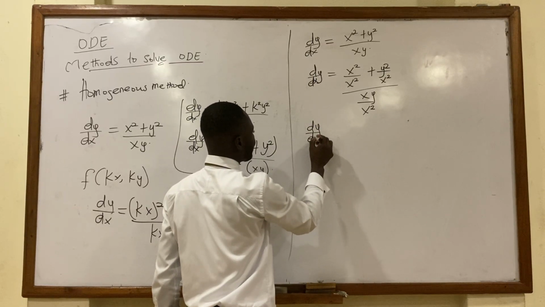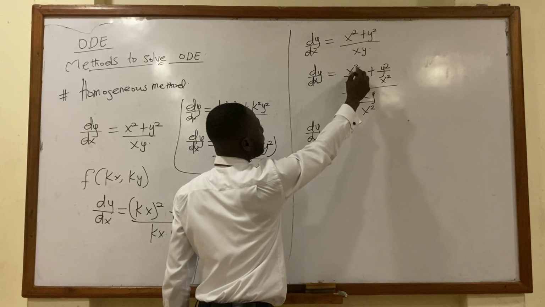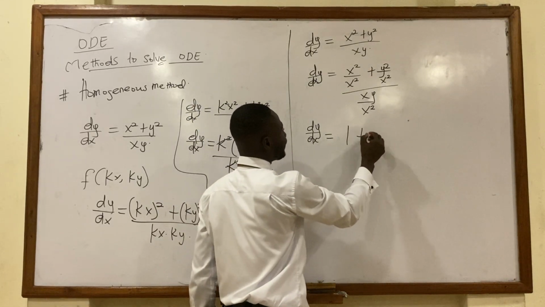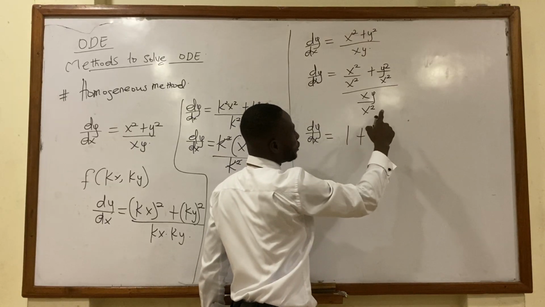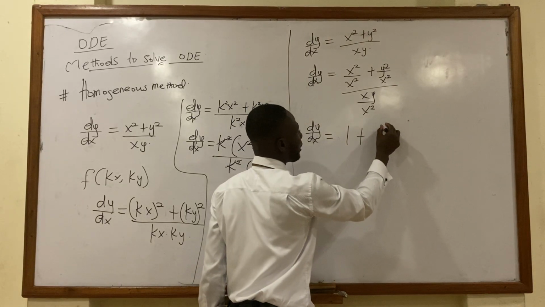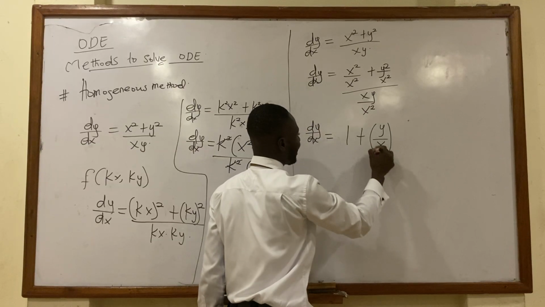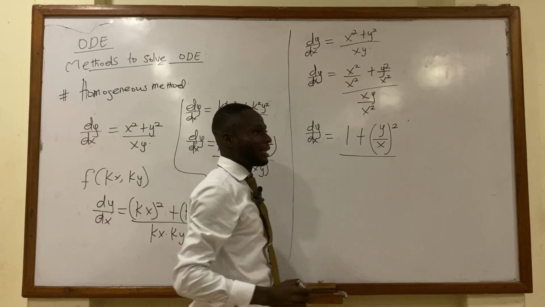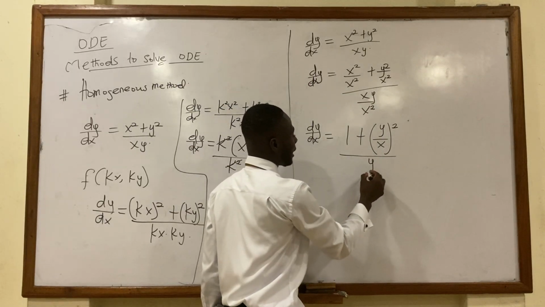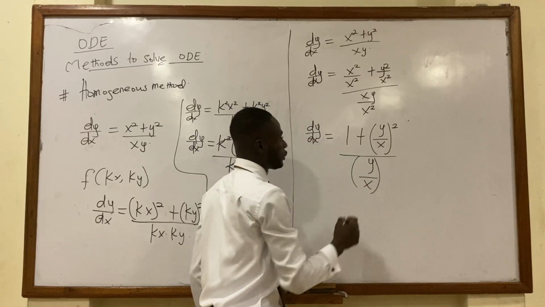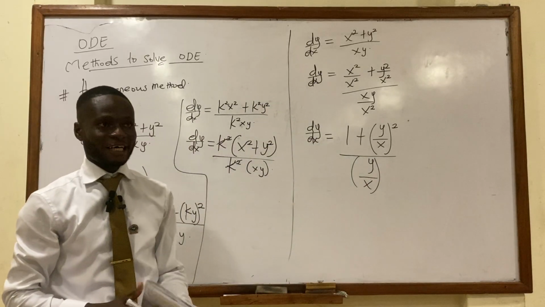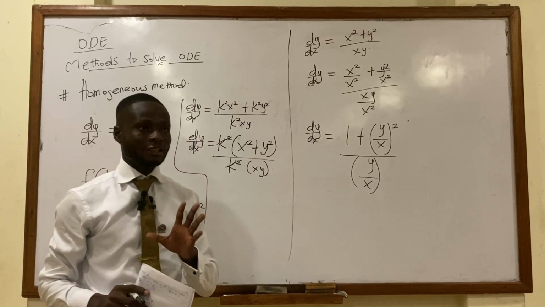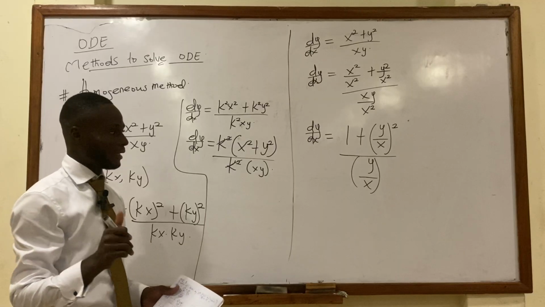dy/dx is equal to, this will be 1 basically, because x squared over x squared will be what? 1, plus y squared over x squared, which we can write as y over x all squared, all over, this will take one of the x, right? So we have y over x also. So interesting, right? Very, very interesting. For homogeneous, it's not difficult. Just have to pay attention and note your integration techniques as well.